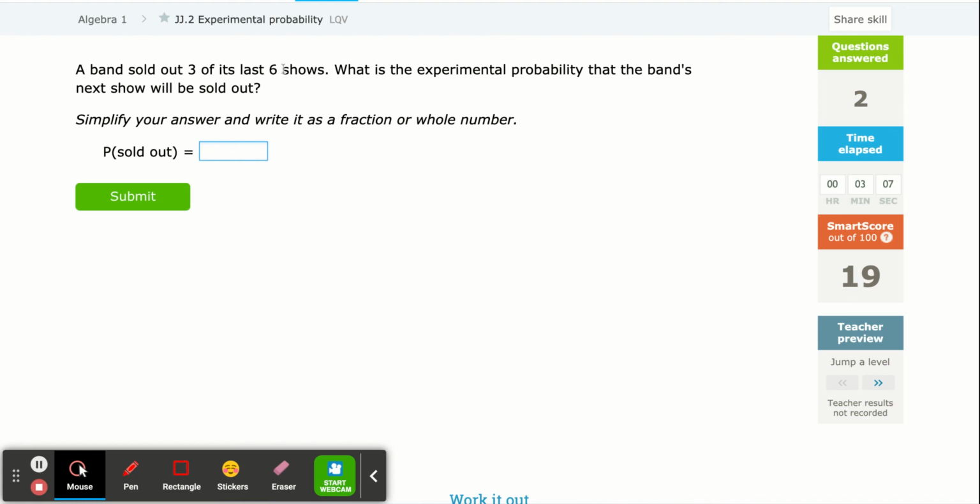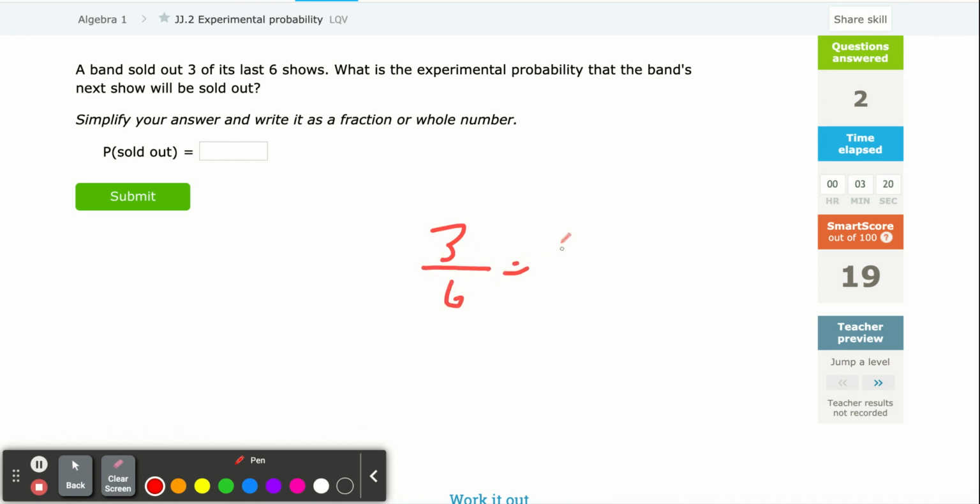Of a total of 6 shows, 3 of them sold out. So what's the experimental probability the next show will sell out? Well, if it follows that pattern, it would be a 3 out of 6 chance, which we reduce. 3 out of 6 reduces to 1/2. It's a 1/2 chance probability.